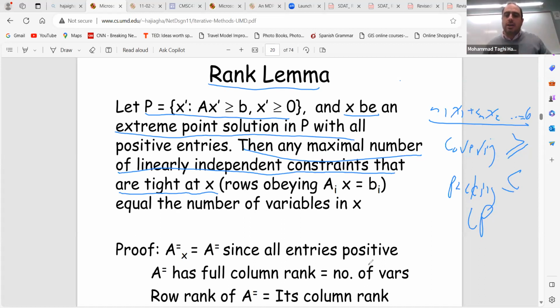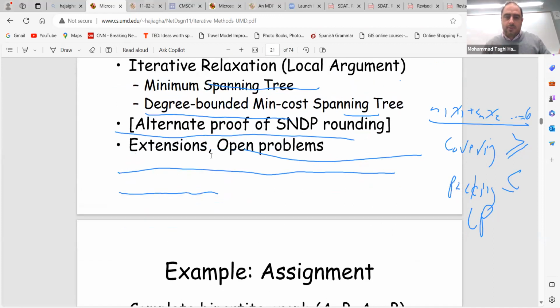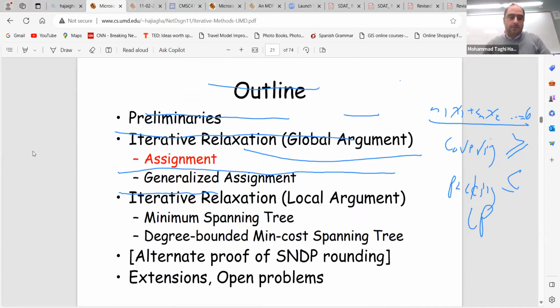And this comes from the rank lemma, because the column rank of the matrix is equal to the row rank of the matrix. That's essentially the main thing. Now let's go and see the examples, and we talk about the general approaches. These are the typical things. Hopefully, if we can cover them all, that would be great.